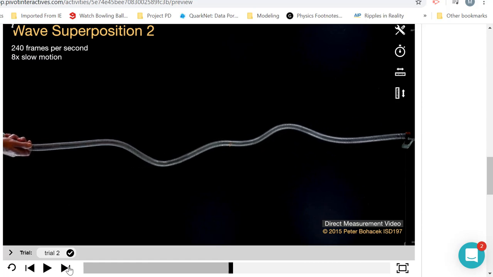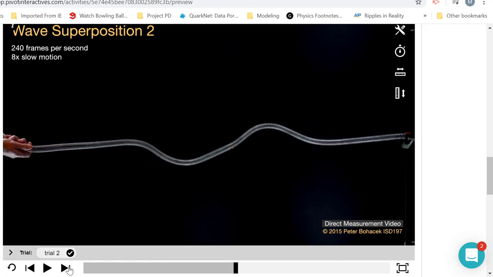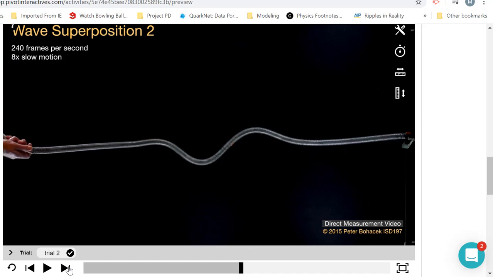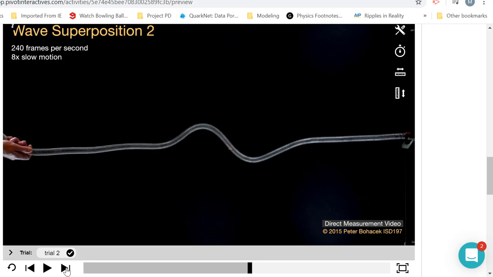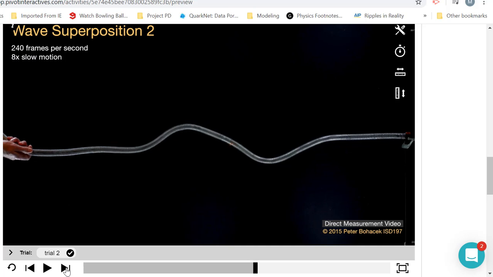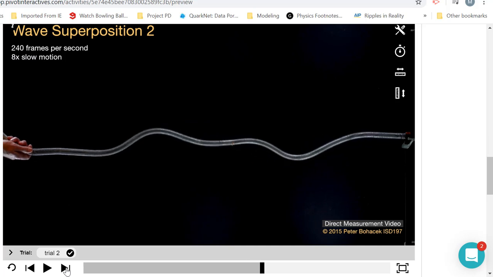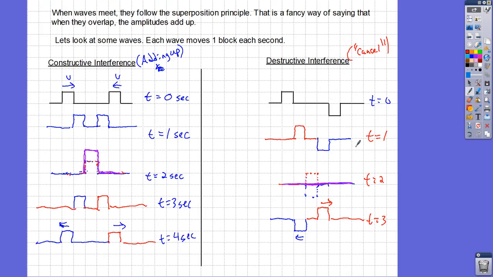So they are meeting, they are undergoing destructive interference, so right about now, and there. So for just an instant, if you just take that snapshot, that one frame, it looks like there are no waves on that slinky. But if we keep going and advancing, we see that both waves are still there. So that is wave interference. Okay?